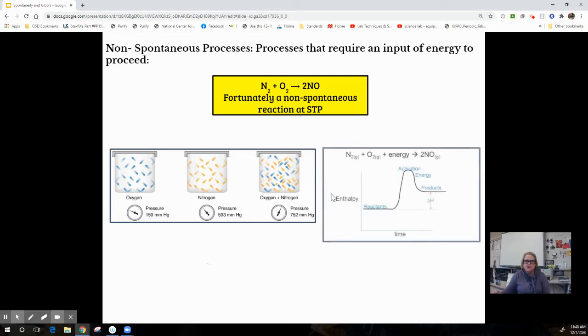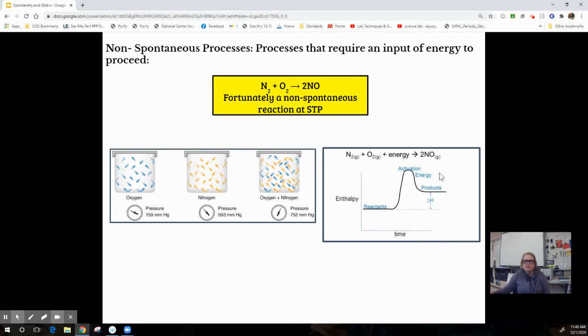Now, this is also an endothermic process. So notice with this process here, with my enthalpy time graph, the energy of the reactants is lower than the energy contained in the products. And chemical compounds are a lot like humans. They want to be at the lowest energy state possible.